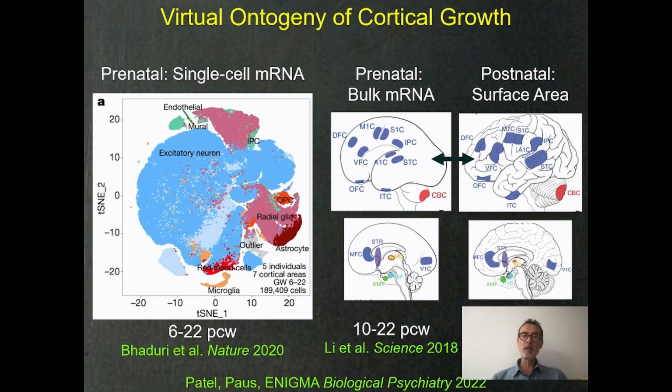And then we will be relating profiles of gene expression of those cell-specific gene markers obtained in bulk RNA by Li et al., this publication in Science 2018, again from about the same period of mid-gestation, 10 to 22 post-conception weeks, and we'll be relating it to surface area of the same 11 cortical regions.